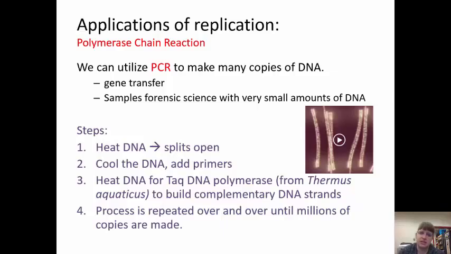The first step is that we heat the DNA, and this is so that it artificially splits open. We cool the DNA so that the primers can be added. The DNA is heated again for a special DNA polymerase to come in and build the complementary DNA strands. And that type of polymerase is called Taq polymerase, and it's from an organism called Thermus aquaticus, which lives in hot springs and therefore does not denature in high temperatures. And this process is repeated over and over and over until we have millions of copies of DNA.